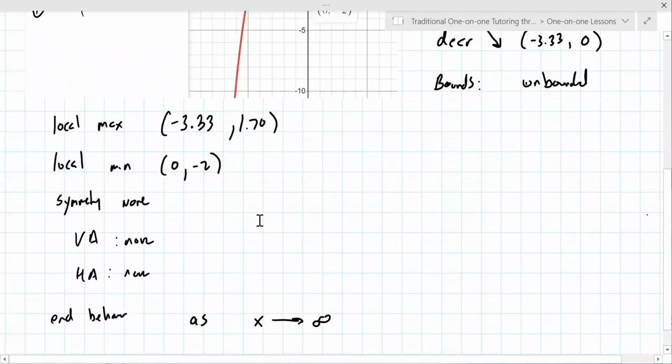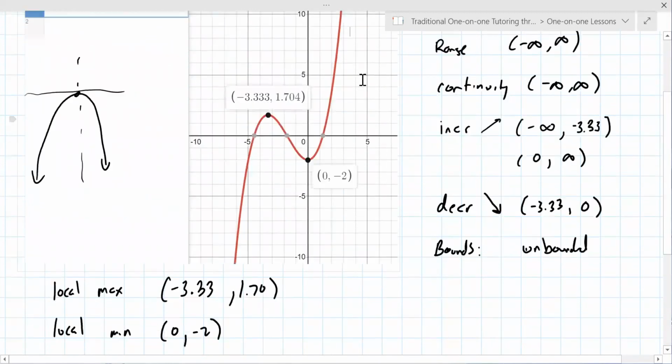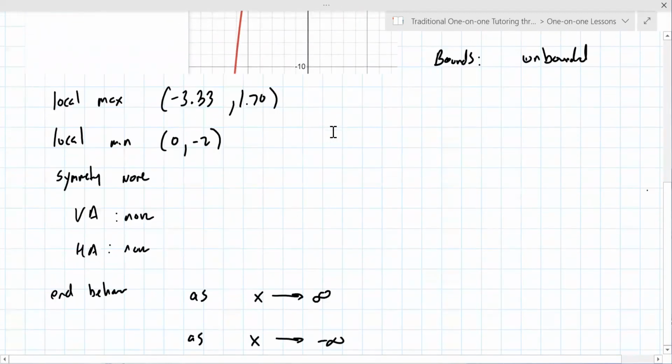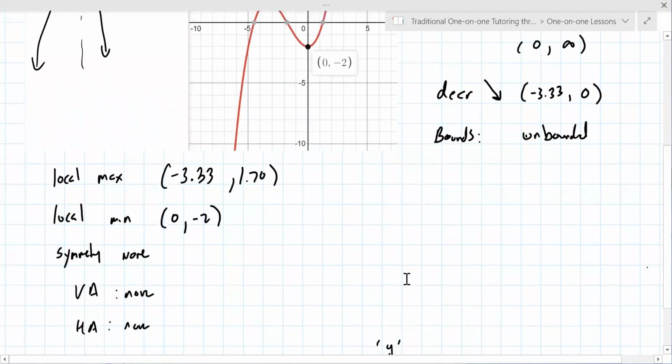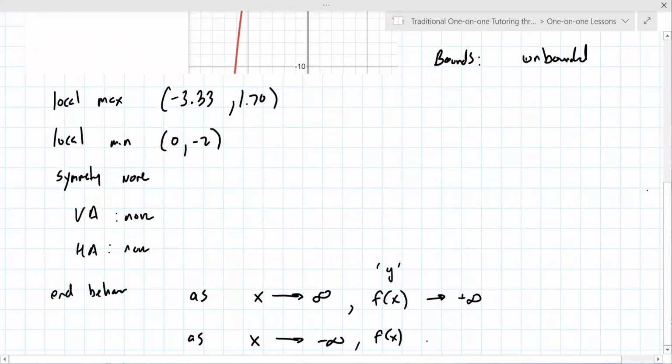So now we go back up to our graph. As x goes to infinity, that means as you go to the right, how high up does this go? It goes up forever, to positive infinity. So you can say f of x, and this is really your y, also goes to infinity. And in the other direction, if you go back up to the graph here, it goes to negative infinity.